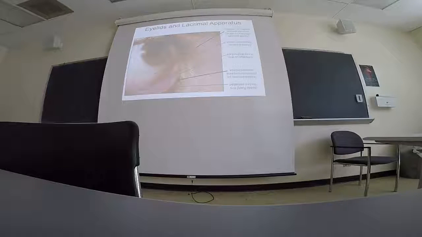Fornix, that sort of area of reflection between that part of the conjunctiva covering the eyelid down here, the palpebral part, and the bulbar part. You can also see a little bump right here with a hole, and that's the inferior lacrimal punctum. Okay, and then there's also a superior one here in the sort of medial aspect of the eye.